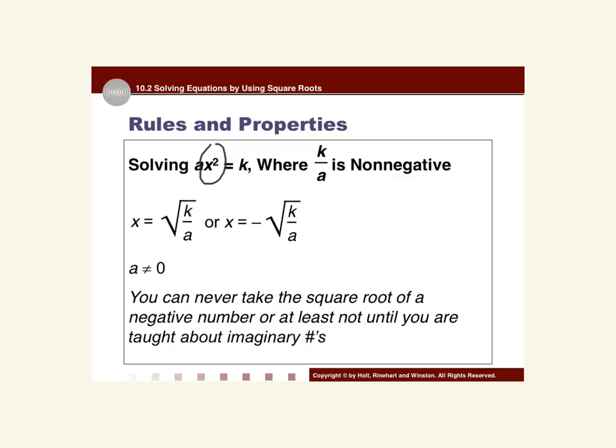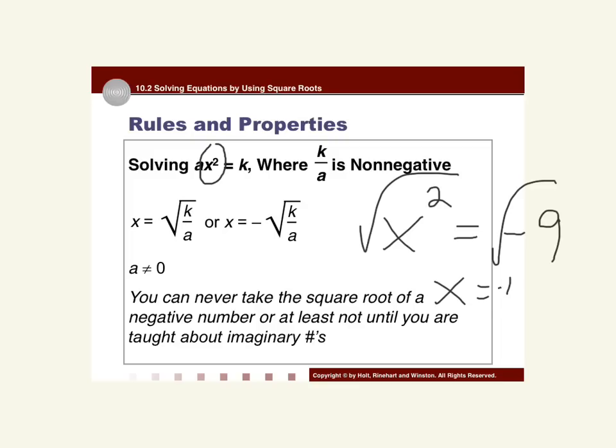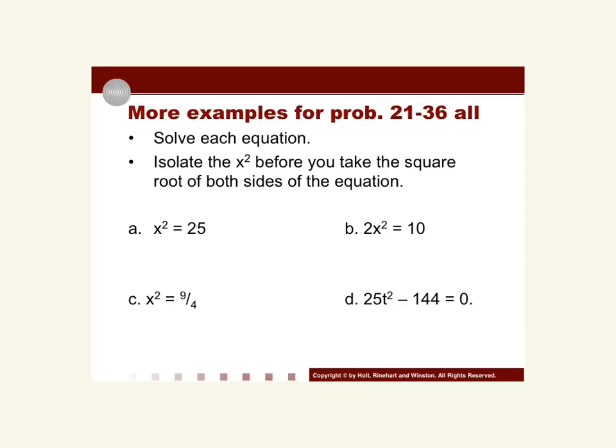Also, you can never take the square root of a negative number, at least not until you are taught about imaginary numbers. So if you ever end up with x squared equals, say, negative 9, we can't do that, because if we take the square root of each side, we get x equals plus or minus the square root of negative 9, and the square root of negative 9 doesn't exist in Algebra 1. So we would just say there is no solution.